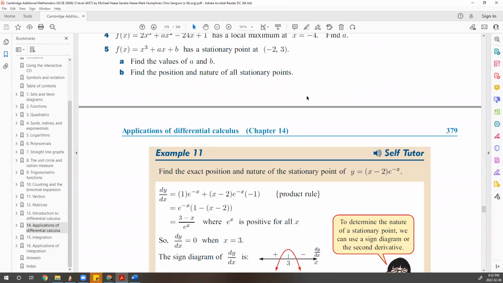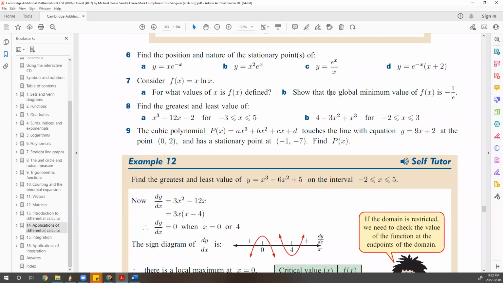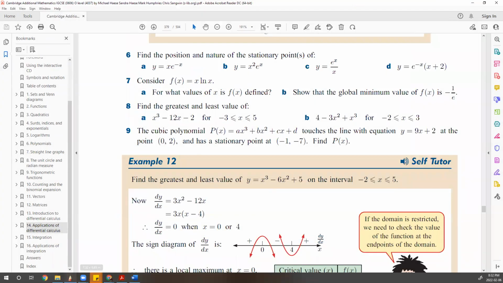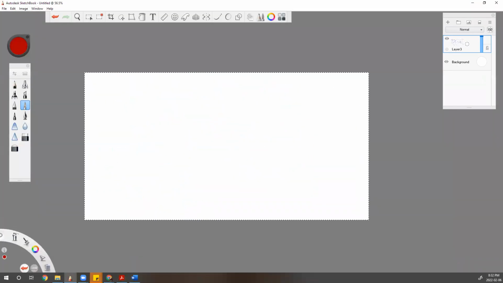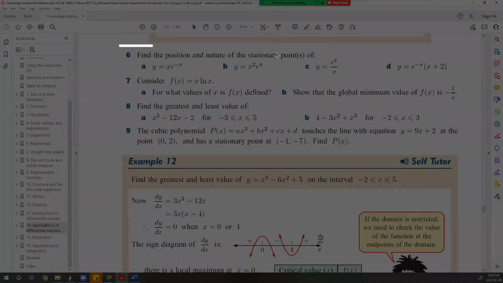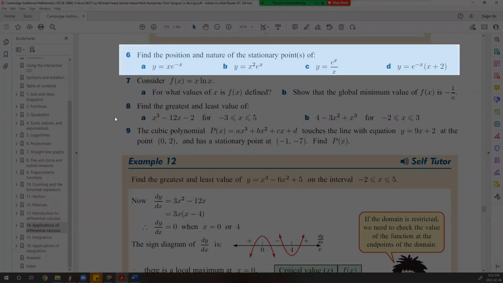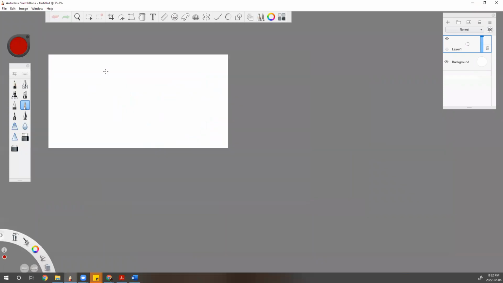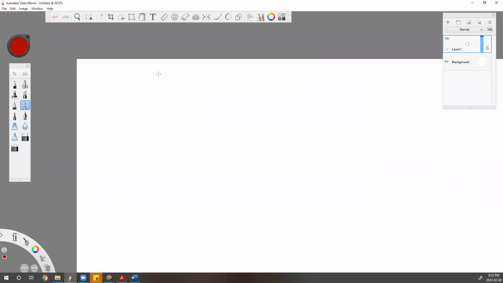Now it's number 6. Oh man. Okay, number 6 is so much. Wait, I haven't copied this. Let's do number 6. Okay, so much because we have 4 questions here.